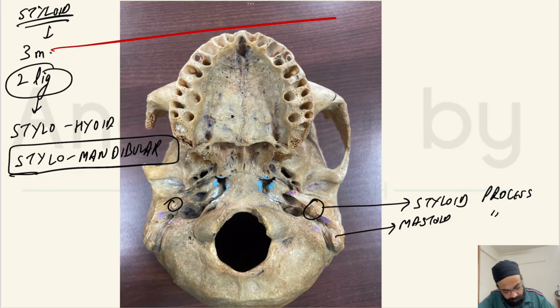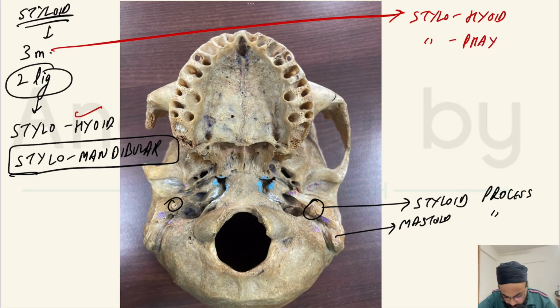Now, what are the 3 muscles? The 3 muscles are stylohyoid, yes, a muscle of the same name as the ligament, stylopharyngeus, and styloglossus. A muscle of pharynx, a muscle of tongue. So these are attached to the styloid process. So 3 muscles and 2 ligaments are attached to the styloid process, and they are together known as the styloid apparatus.